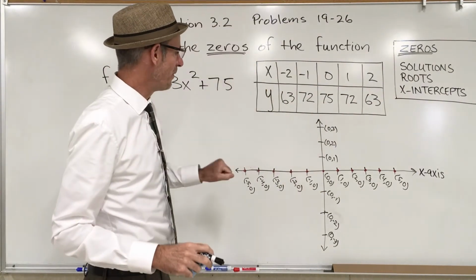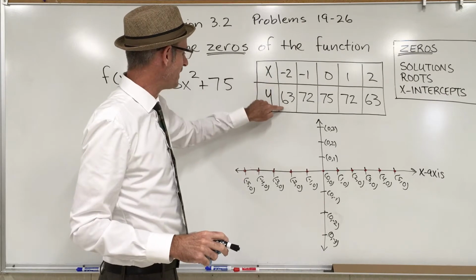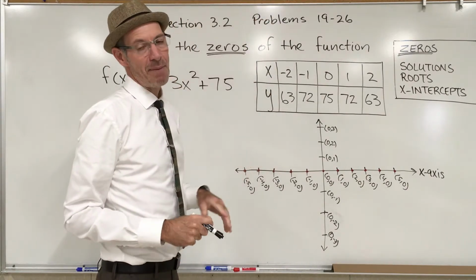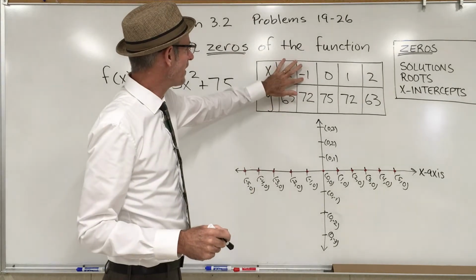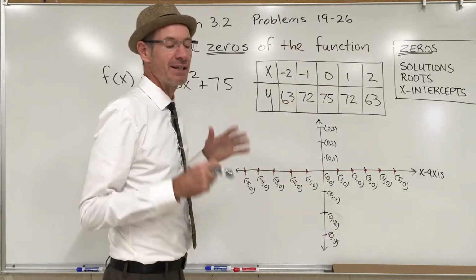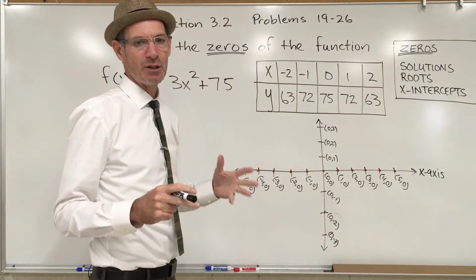Our table, we would need to go 2 to the left and up 63. Our graph paper is definitely not big enough. 1 to the left and up 72, our graph paper is not big enough. This is not going to work.